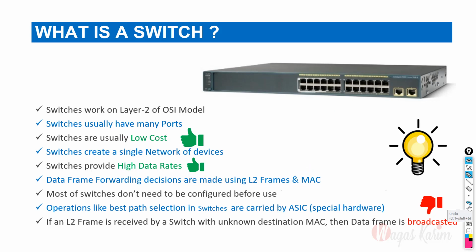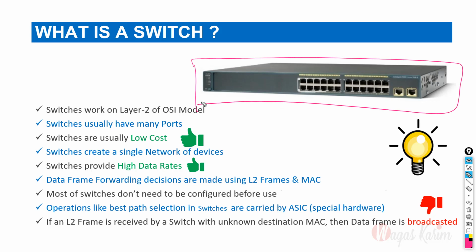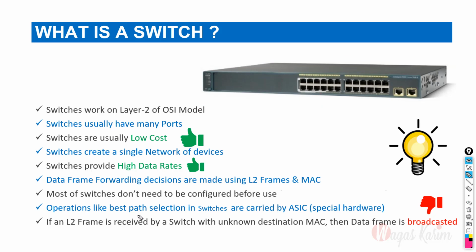Another important point is that most switches don't need to be configured before we use them. You can simply go to the market, choose a Cisco switch, D-Link switch, any type of switch from any company, bring it home, plug in the devices and it will start working. The basic configuration, like Spanning Tree Protocol and CDP, these kinds of protocols would already be enabled. You don't need to enable them. While if you buy a router, you have to configure basic things like IP addresses and all of that. Operations like best path selection in switches are carried out by ASIC, which is a special type of hardware.